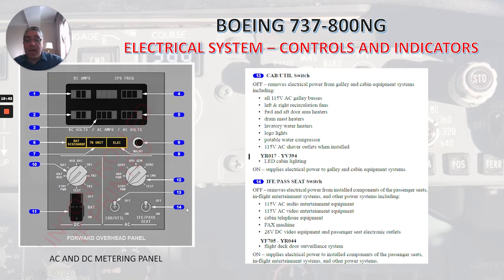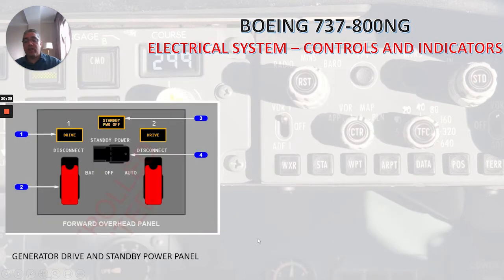Now, if we talk about the IFE pass seat switch, this switch here, also 2 positions, off and on. In off, it removes electrical power from installed components of the passenger seats, in-flight entertainment systems, and other power systems, including 115 volt AC audio entertainment equipment, 115 volt AC video entertainment equipment, cabin telephone equipment, fax machine, 28 volt DC video equipment, and passenger seat electronic outlets. And in these models here, the flight deck door surveillance system. In the on position, it supplies electrical power to installed components of the passenger seats, in-flight entertainment system, and other power systems. Now let's talk about the generator drive and the standby power panel.